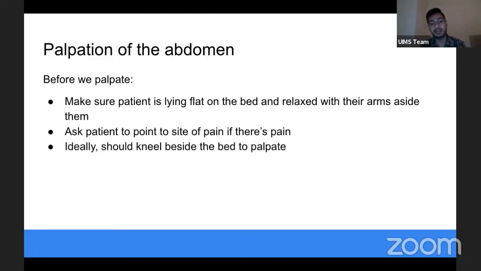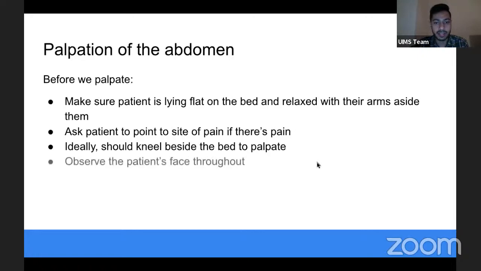Ideally, you should kneel beside the bed to palpate. This is sometimes not the easiest of things to do, because if you're not confident whilst kneeling in terms of palpating and also observing the patient's eyes and the face throughout the examination, it can sometimes be difficult. So it's okay to stand at the start initially, but do try to kneel as well and then examine.